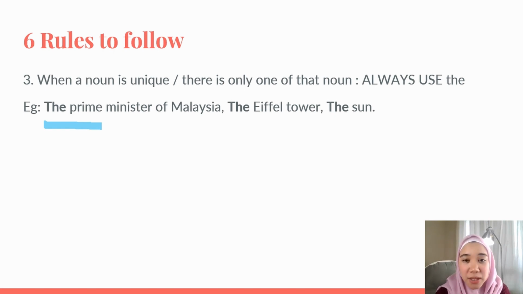Look at the example here, the Eiffel Tower. There's only one Eiffel Tower, it's in Paris, so that's why we use the. The sun, there's only one sun. So think of other examples of nouns where there's only one of that noun and we have to use the. The earth, the moon, the KLCC, the Burj Khalifa, and so on.